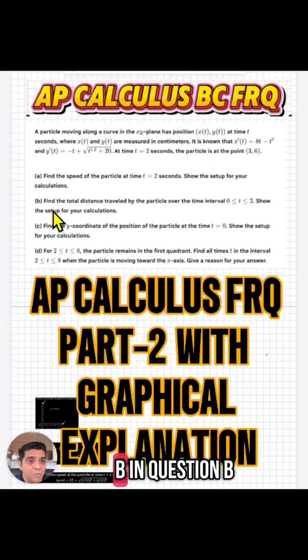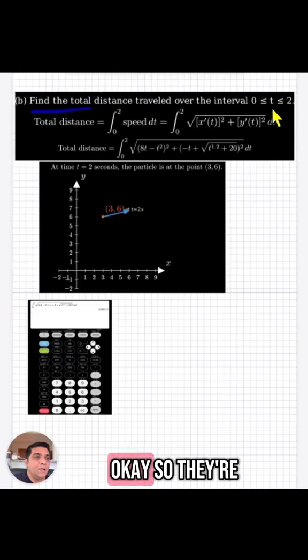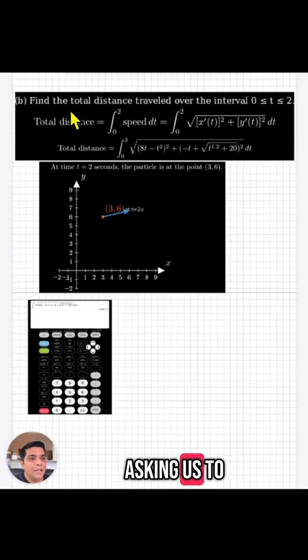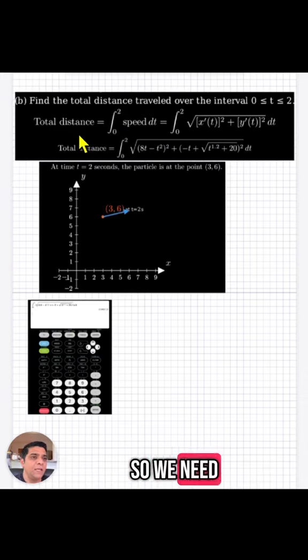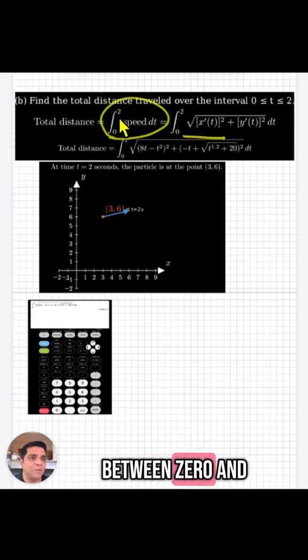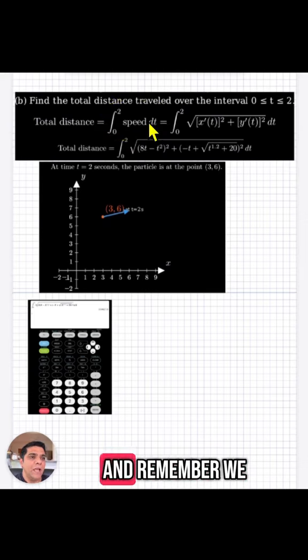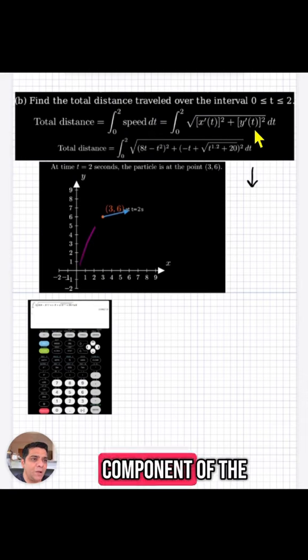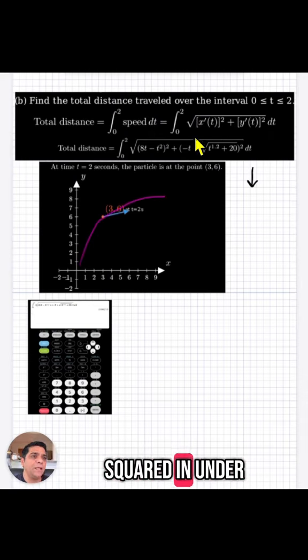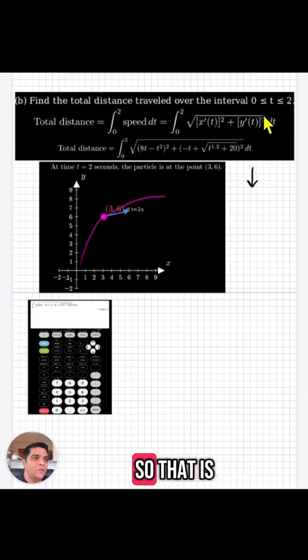So in question B, we have to find the total distance traveled by the particle over the time interval between 0 and 2 seconds. They're asking us to find the distance traveled, not the displacement. So we need to integrate the speed over the interval from 0 to 2. Remember, the speed is the square root of the x component of the velocity vector squared plus the y component squared, all under the square root. So that is the speed.